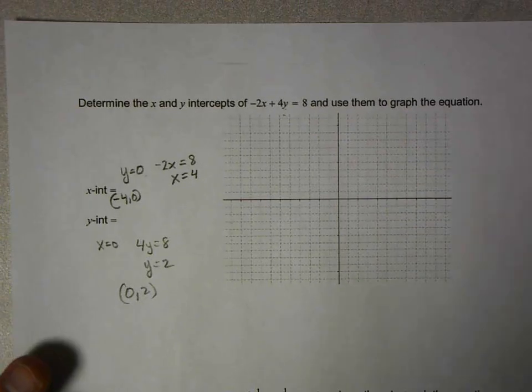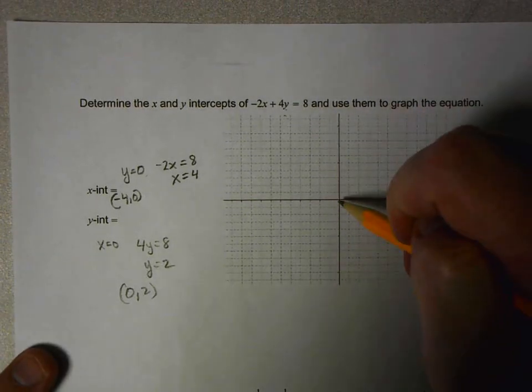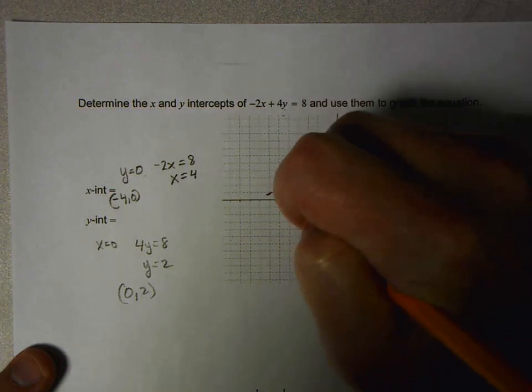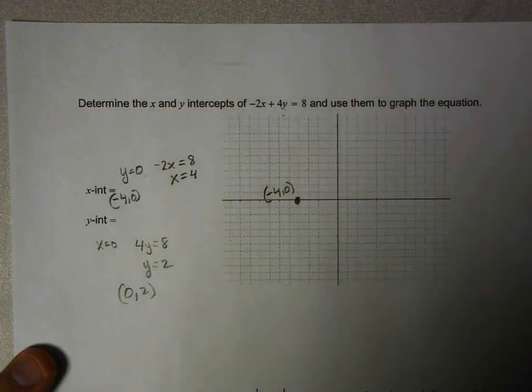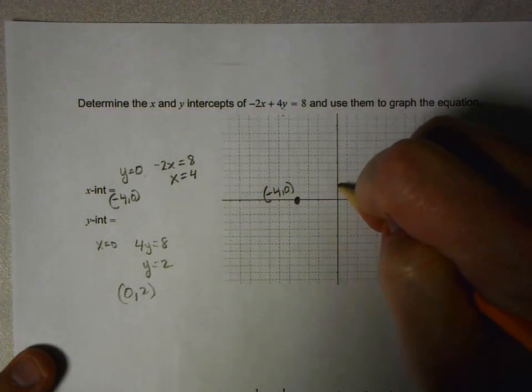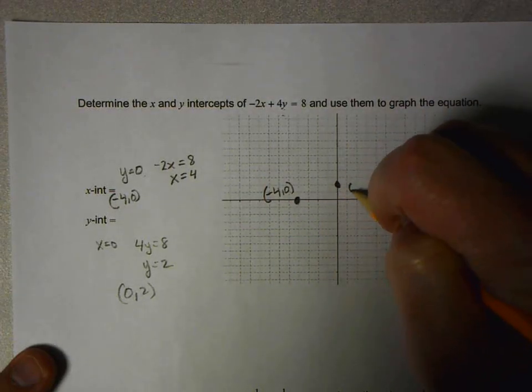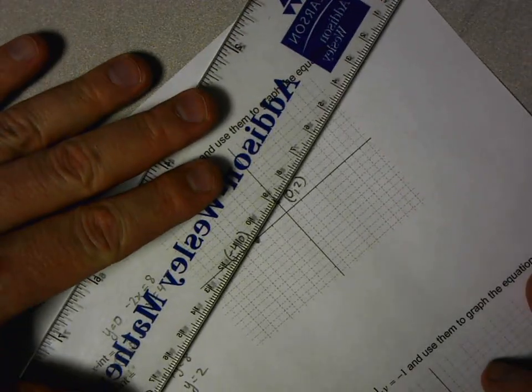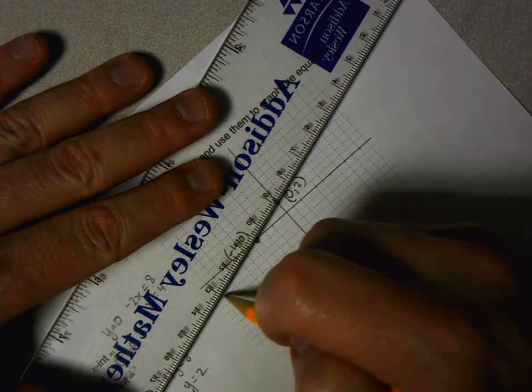When we have 2 points, we can draw our line. So (-4, 0): 1, 2, 3, 4, there's (-4, 0). And instead of scaling my axis this time, I'm just going to label my points. That's an acceptable way of indicating the scaling of the graph. And there's (0, 2). I can connect the dots, and I have my line.